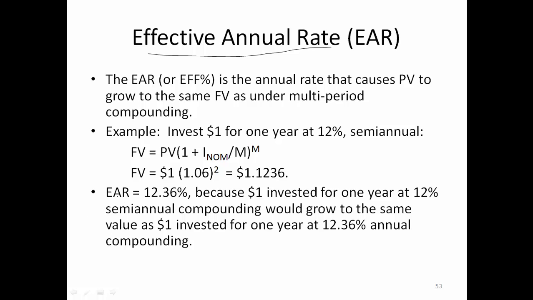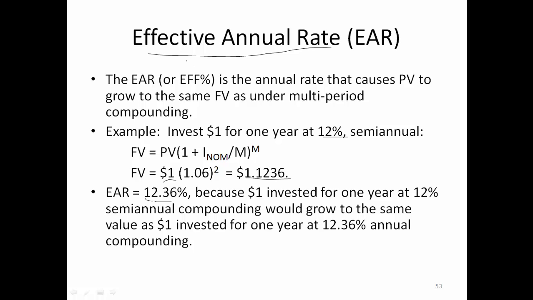So let's see, if we are looking at semi-annual compounding, we invest $1 at a 12% annual interest rate under semi-annual compounding. You understand why $1 will become $1.1236 instead of only $1.12, right? So in this case, the effective annual rate is not 12% anymore, but 12.36%, because the $1 invested for 1 year at semi-annual compounding would grow to the same value as $1 invested for 1 year at 12.36% annual compounding.